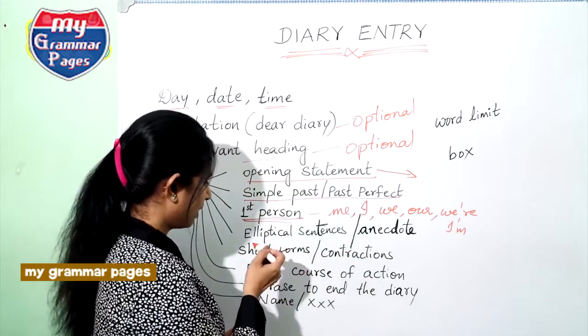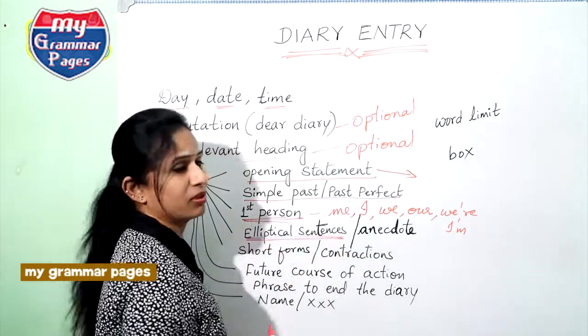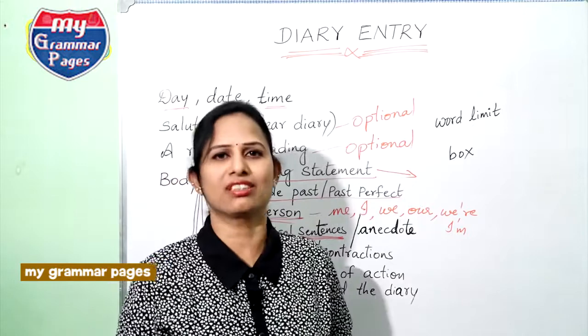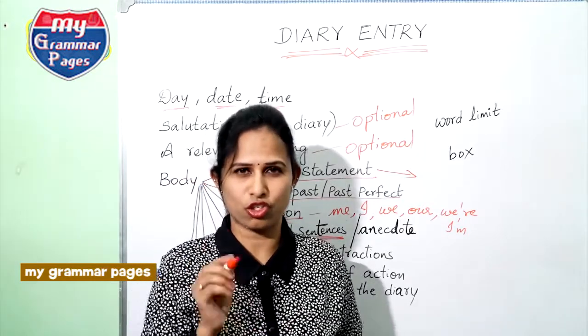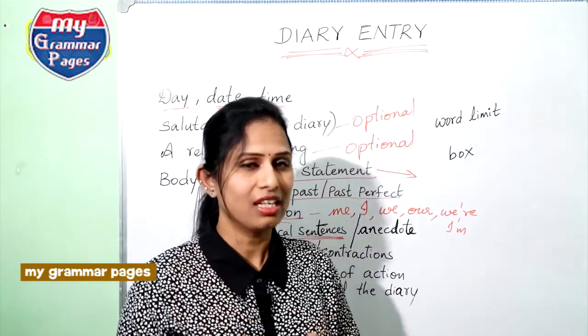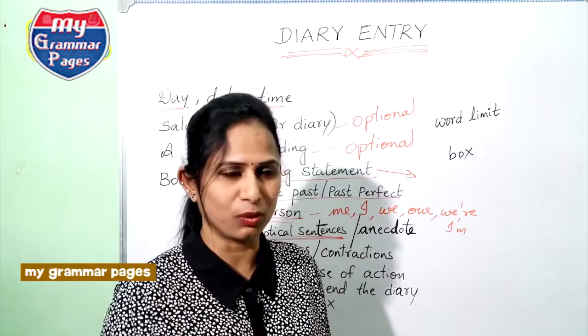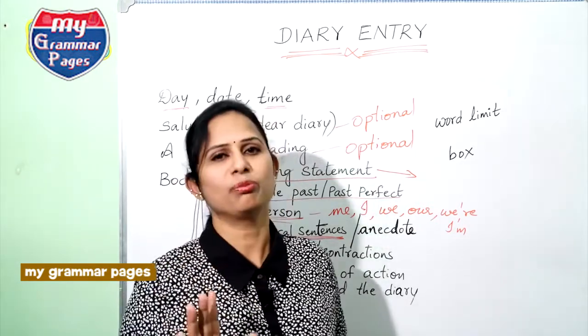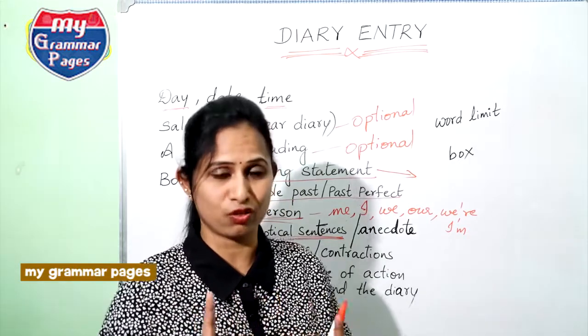And coming to the next thing, elliptical sentences. What are elliptical sentences? Elliptical sentences are short sentences where some words will be omitted in between, but the meaning will be retained. There will be no change of the meaning.